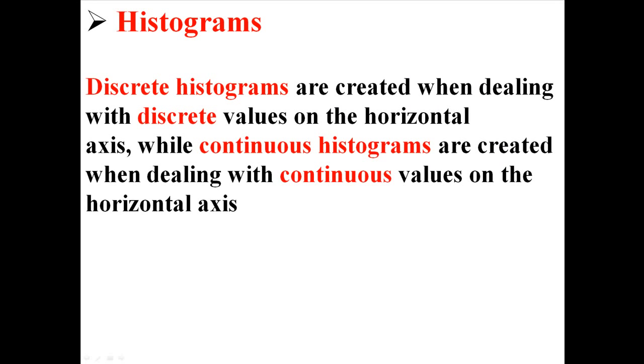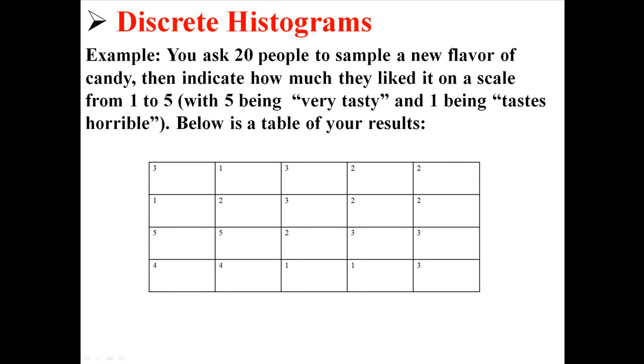So discrete histograms are created when dealing with discrete values on the horizontal axis, while continuous histograms are created when dealing with continuous values on the horizontal axis. So first we're going to create a discrete histogram.